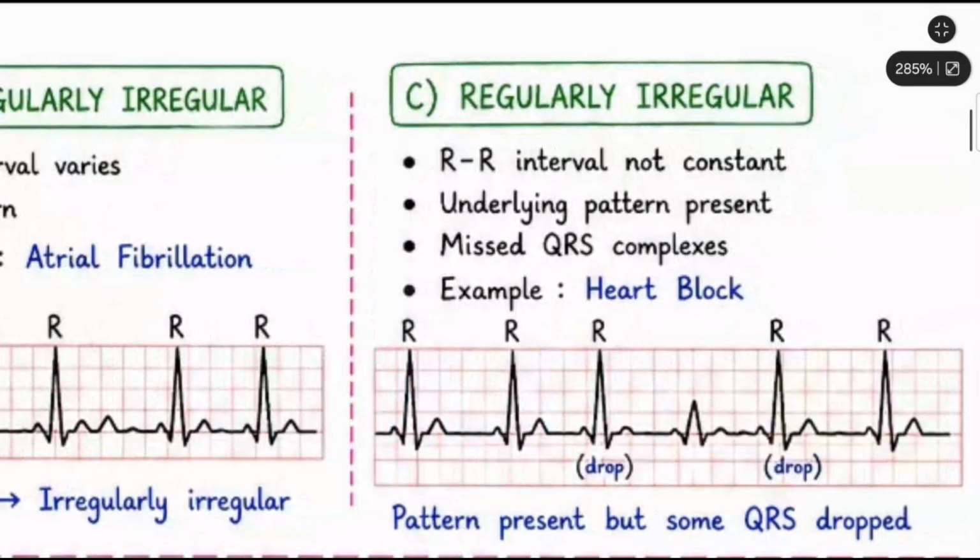Third is regularly irregular rhythm. This sounds confusing, but it's actually simple. The RR intervals are not equal, yet there is an underlying pattern. Some QRS complexes are dropped at regular intervals. The classic example is heart block. So remember, pattern present with dropped beats equals regularly irregular rhythm.